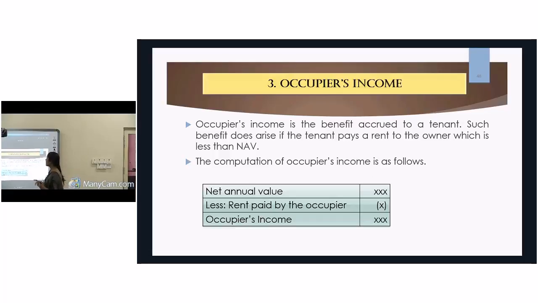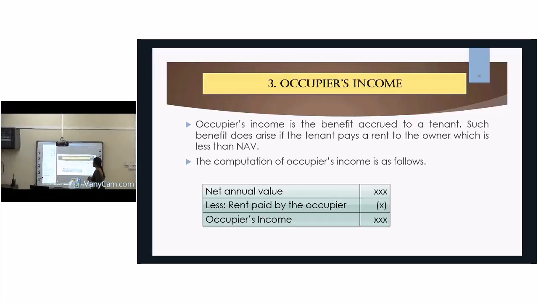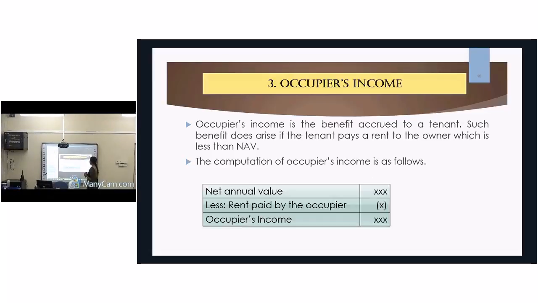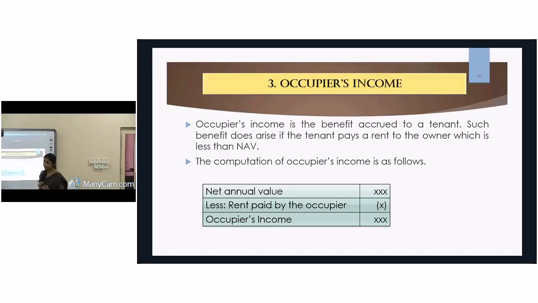Occupier's income means, from the tenant's perspective, the person who is going to occupy the owner's house or property. From his angle as well, sometimes there will be income. Occupier's income is the benefit accruing to a tenant. Such benefit does not arise if the tenant pays a rent to the owner which is less than NAV. In this case, in order to take this occupier's income opportunity, the tenant should pay rent to the owner. If not, we cannot take this occupier's income.